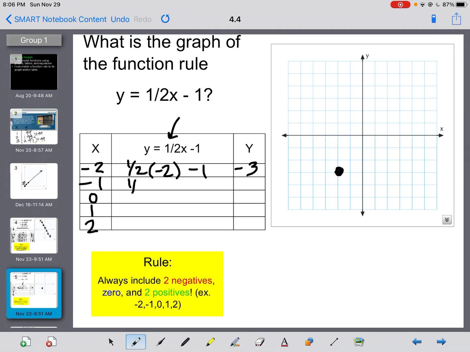Okay, then I have 1/2 times -1 minus 1, which gives me -1.5. So I go back 1, down 1.5. Okay, this one has the same setup, so this one also should be a straight line. 1/2 times 0 is 0, minus 1 is -1, so over 0, down 1.